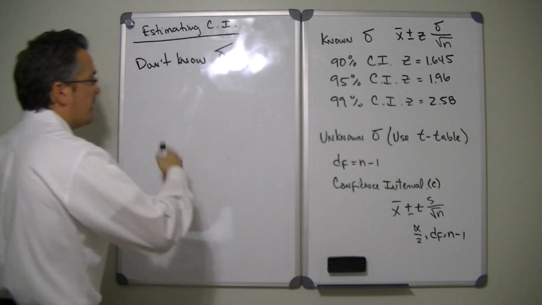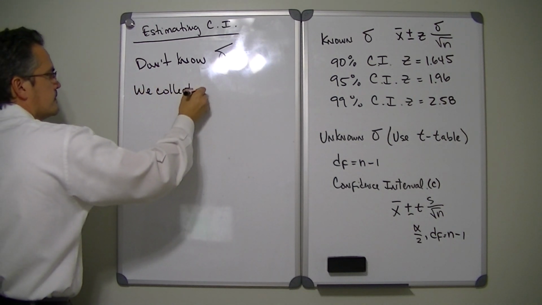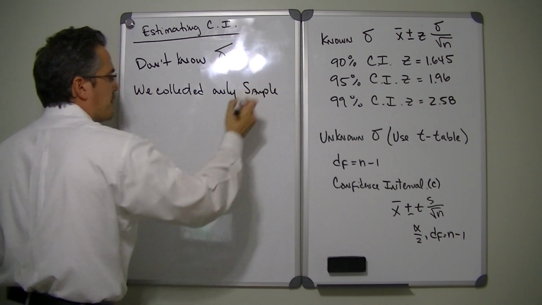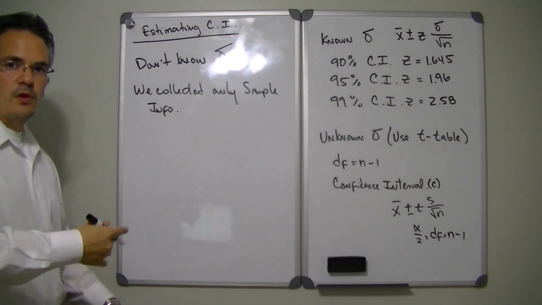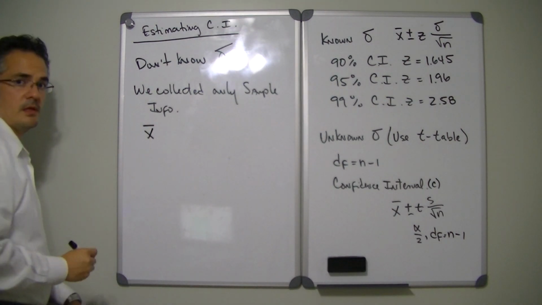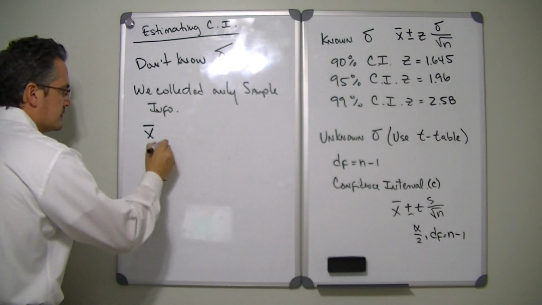So let's say we have another example where we collected only sample information. Okay? Now if we only collect the sample information, then we're going to have our sample mean, we're going to have our sample standard deviation, and we're going to have our sample size.